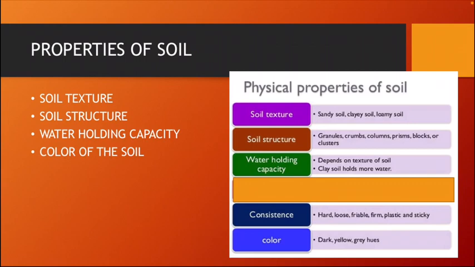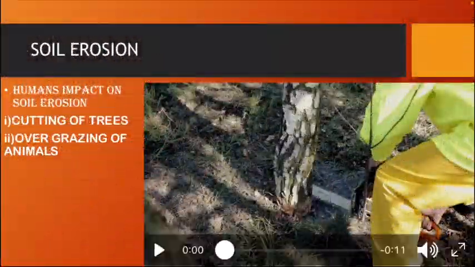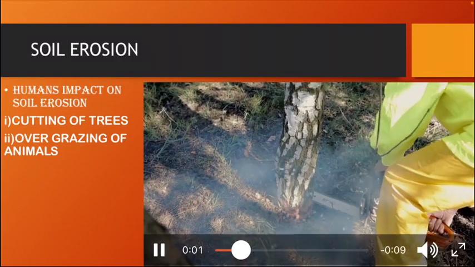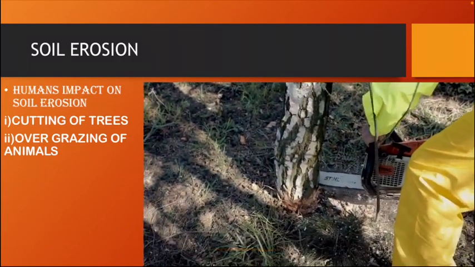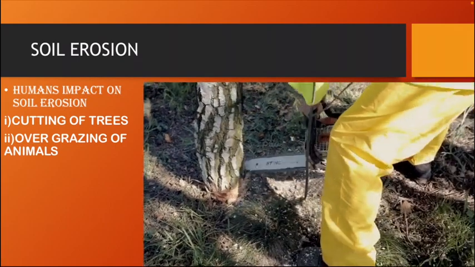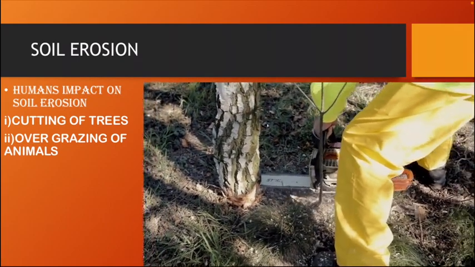These are the topics that we have discussed here. Shall we recap? The properties of the soil are based on soil texture, soil structure, water holding capacity and color of the soil. The next thing we are going to discuss is soil erosion. Here we are going to discuss many things, but for one thing I'll be telling you: how does human action increase soil erosion?